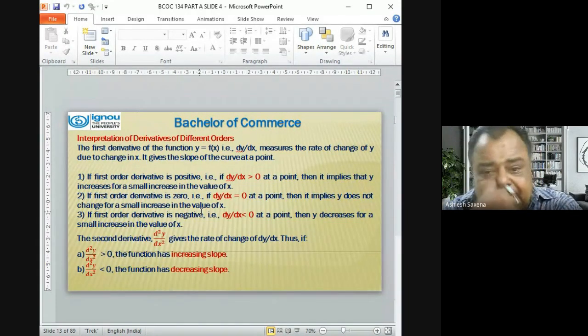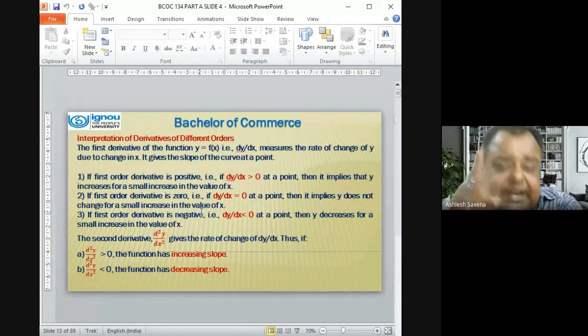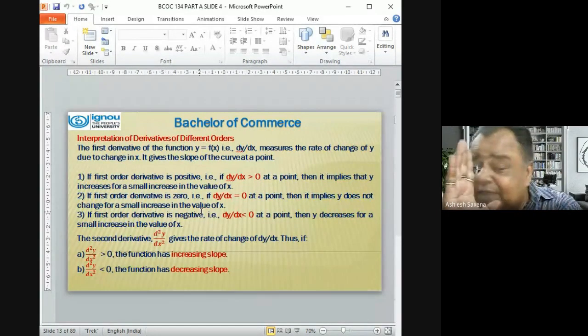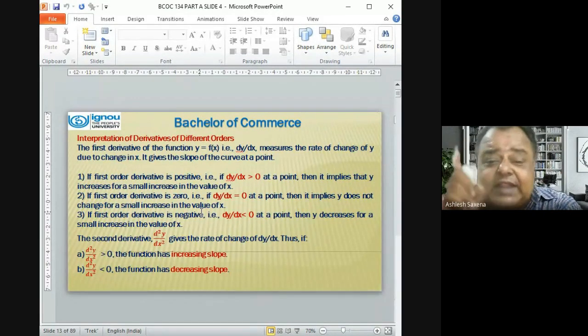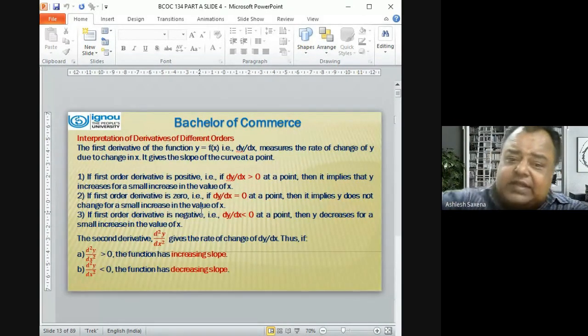Now, what is the perception of the second derivative? The second derivative is d square y upon dx square. It gives the rate of change of dy by dx. Then, listen to it very carefully, if the second derivative is greater than 0, the function has increasing slope. And if the second derivative is less than 0, it has decreasing slope. One is going up and the other one is going down.